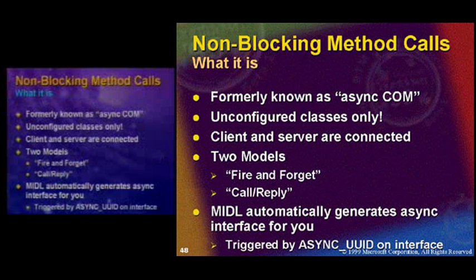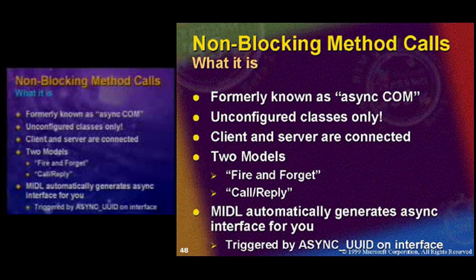Okay, so first, non-blocking method calls. This is what was formerly known as asynchronous COM, and it will only work with unconfigured classes. So if you want to use any of those cool COM+ services that we're telling you about in all of the other talks, you can't use non-blocking calls. Please don't ask me why or when that will be fixed. In non-blocking method calls, the client and the server are connected. This is not something where you can carry your laptop around all week, then go back to the office, plug it into a network, and magically all of your COM calls complete. That would be queued components.